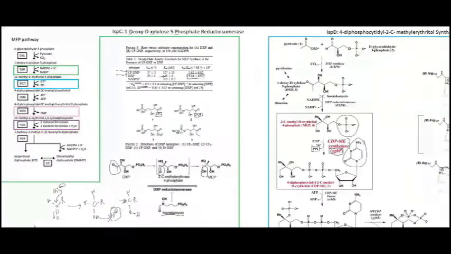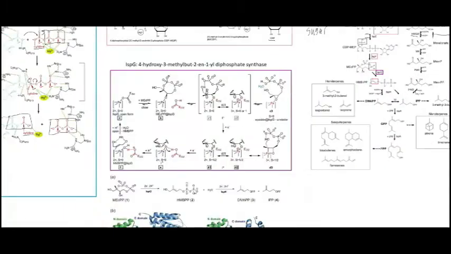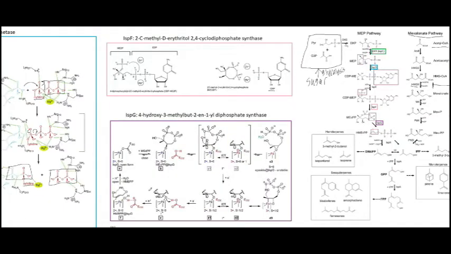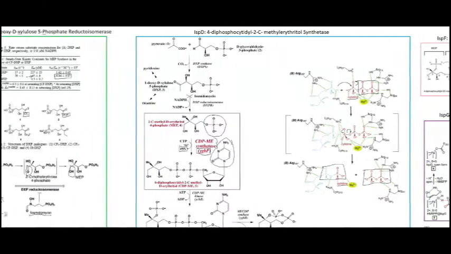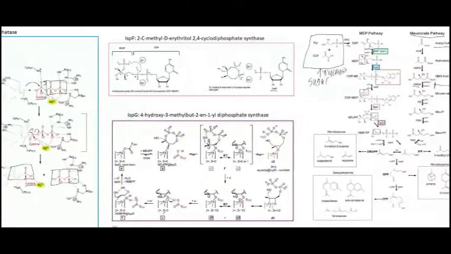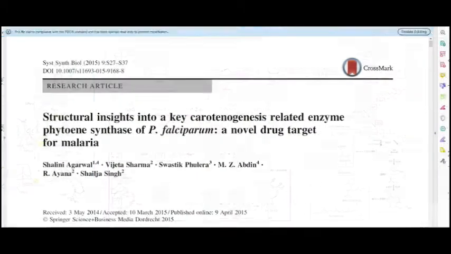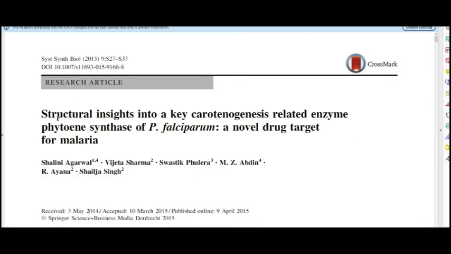And then if we go down to the next one, so we will be using, it says, these 2 reduced ferredoxin. And so I tried to get the structure for this protein in PyMol, and I could get the structure, but it kept modeling this ferredoxin, which is this iron sulfur complex, into the wrong place in the model. And so I actually have the paper that it's from here. So the structural insights into a key isoprenoid biosynthesis related enzyme.